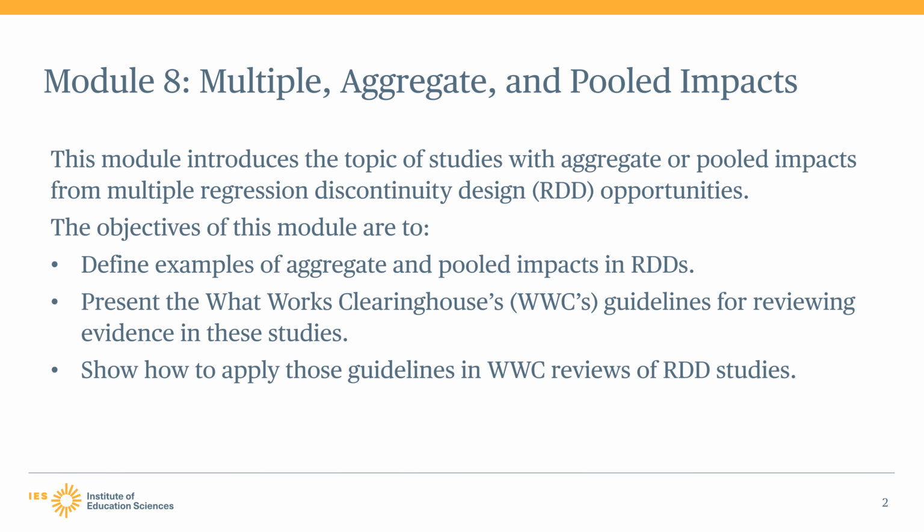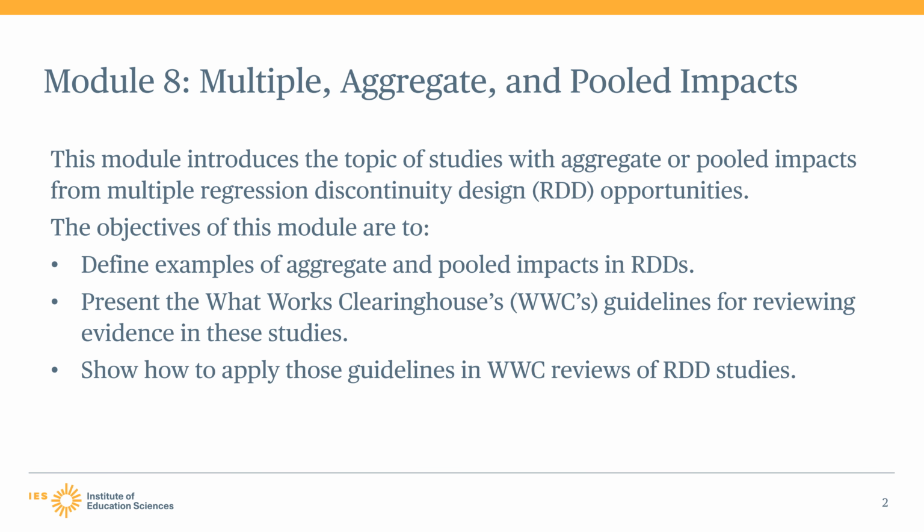This module introduces the concepts of aggregate and pooled impacts and how these considerations can affect an RDD study's final rating. After completing this module, you will be able to define examples of aggregate or pooled impacts that may occur in RDDs. You will be able to describe how to apply the WWC's 5 RDD standards when reviewing a regression discontinuity design study that presents aggregate or pooled impacts.